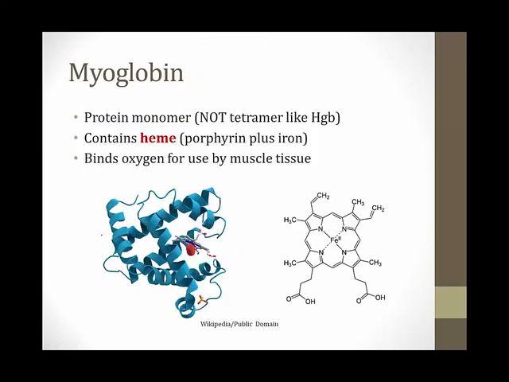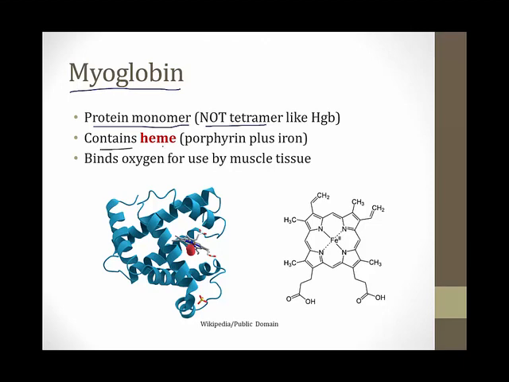And then finally, one of the most important muscle contents related to the syndrome of rhabdomyolysis is myoglobin. Myoglobin is a protein monomer. It's similar in many ways to hemoglobin. However, it is not a tetramer. So hemoglobin has 4 proteins linked together. There's only one protein involved in myoglobin.